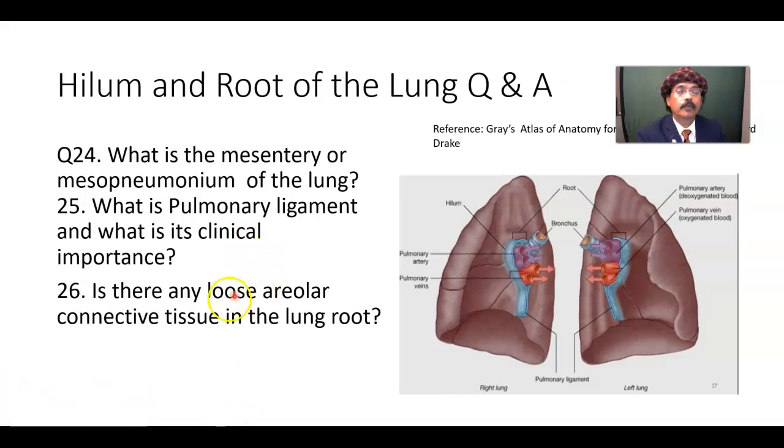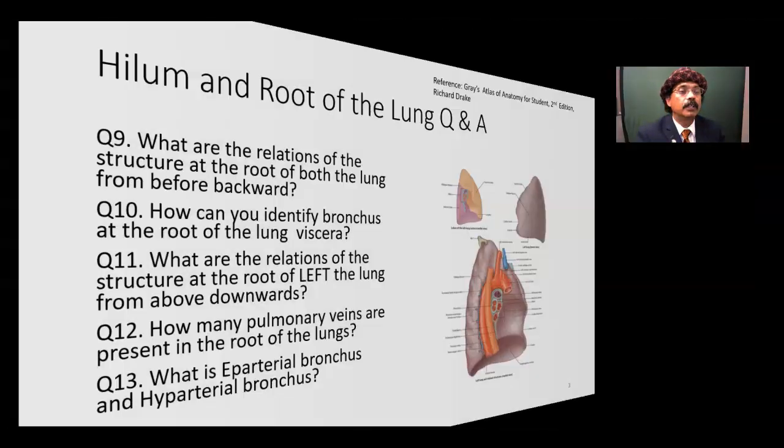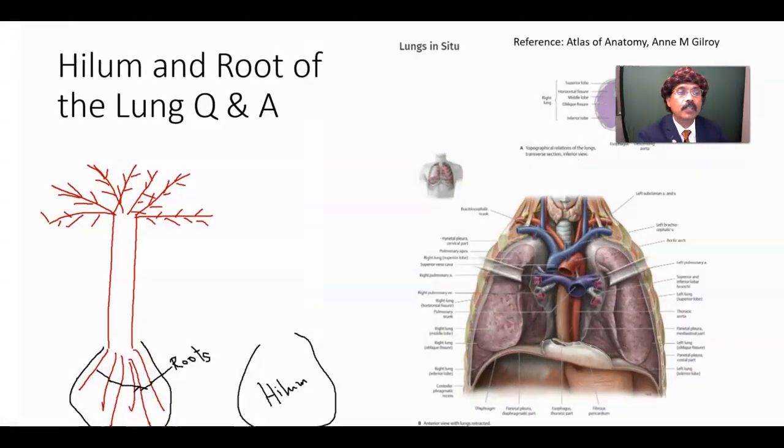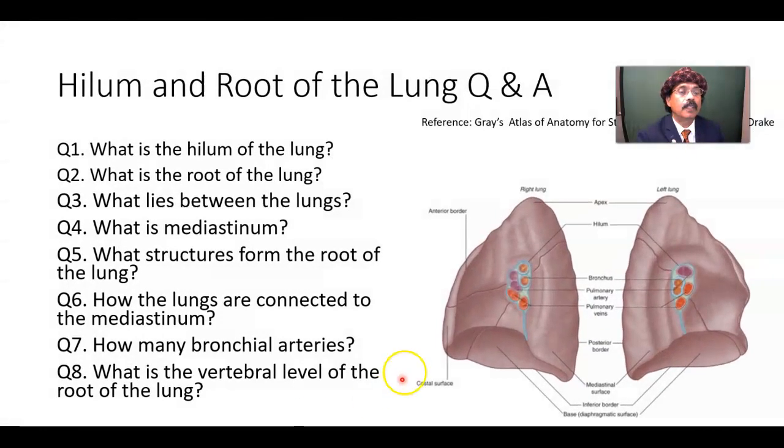Okay, so is there any loose irregular connective tissue in the lung root? Yes, certainly. All the structures around that have loose irregular connective tissue. If you go to the first image here, you see loose irregular connective tissue between the structures so that everything stays in position.